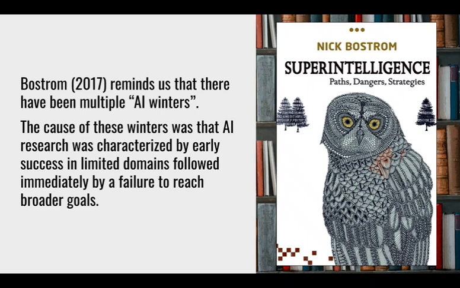The cause of these winters was that AI research was characterized by early success in limited domains, followed immediately by a failure to reach broader goals. So people like Weizenbaum and Schenck had early success in some task. Wow, here you go, it works. But then once you try to go to the broader goal of a general artificial intelligence, meaning one that's capable of general thought, of generalizing, of engaging in different tasks, kind of like us, that always fell through.